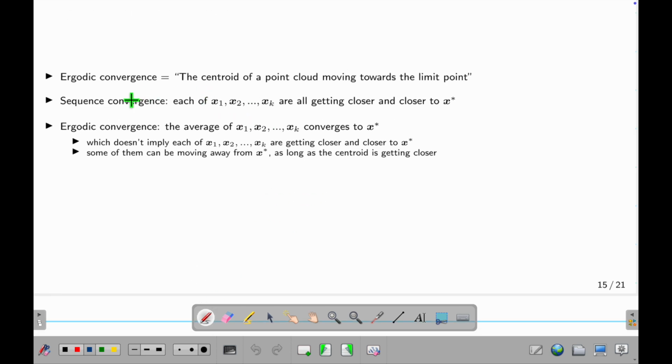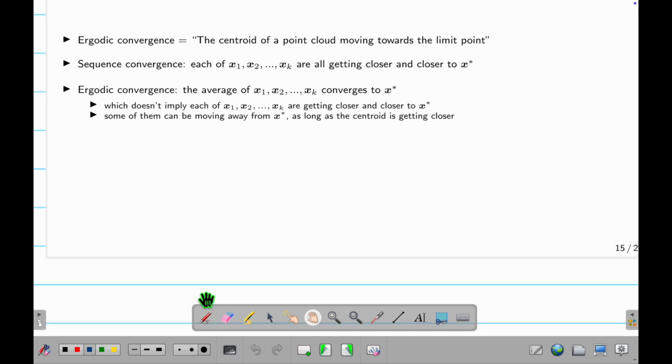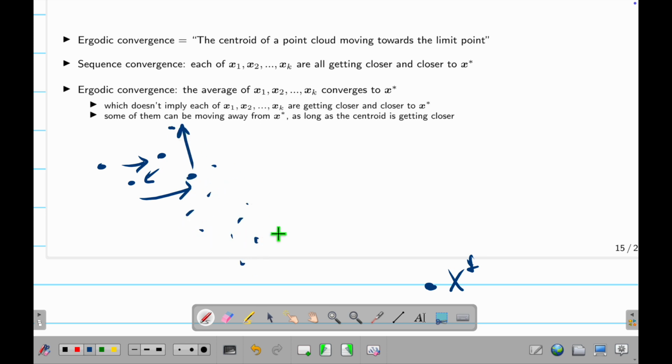So what is sequence convergence? Sequence convergence is I have a point here, and let's say the solution is here. So I go here, go here, go here, go here, and then you go to here. What is ergodic convergence? Let's say I have a point, solution is here. Ergodic convergence is like this. I have a point here, and then suddenly go to here, and then suddenly go to here, and then I keep randomly jumping. Now you should feel what ergodic convergence is.